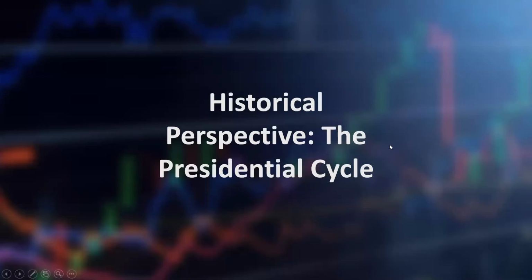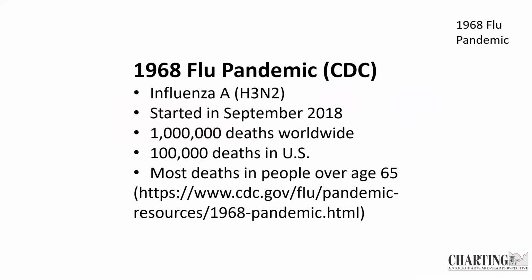So now that we know what's going on right now, let's look at the historical perspective of this thing. And I want to look at the presidential cycle briefly. So we're going to start with 1968, where we had a flu pandemic.